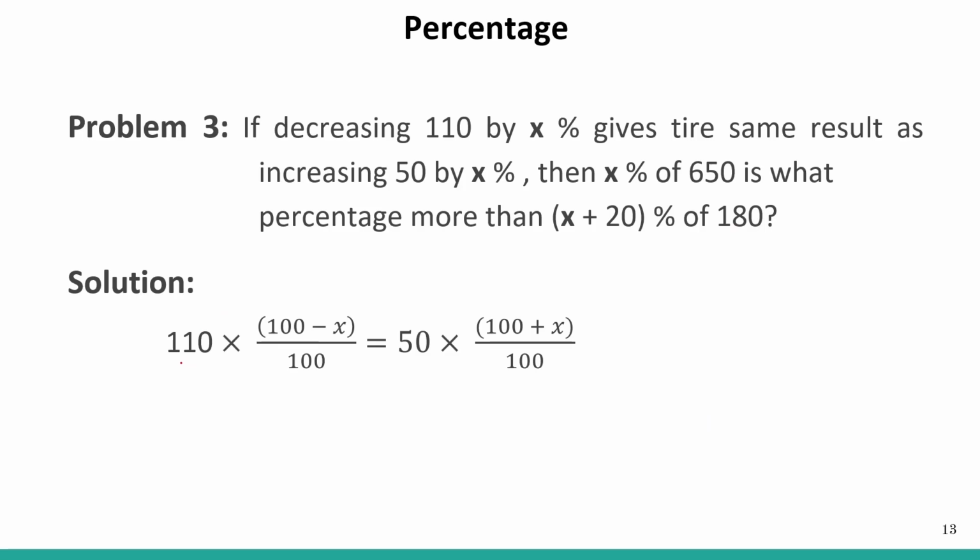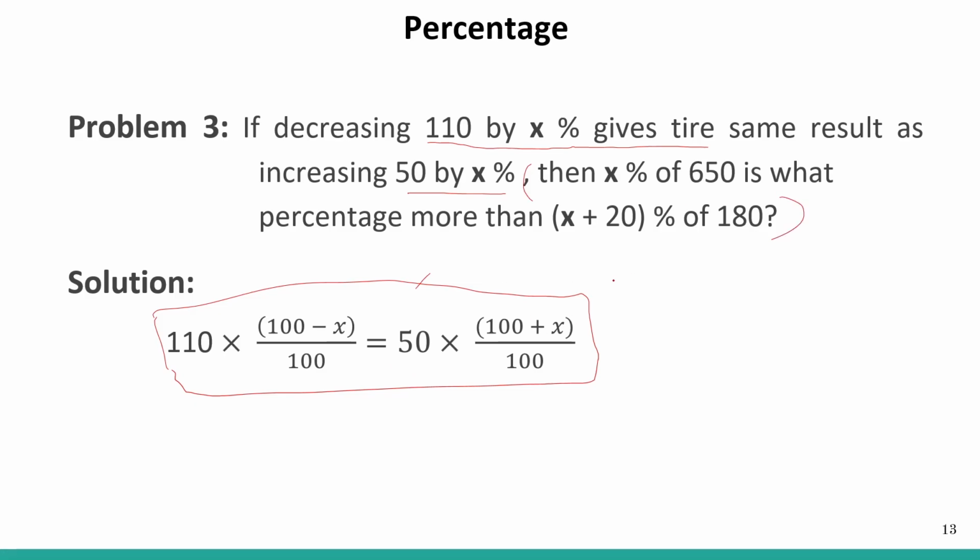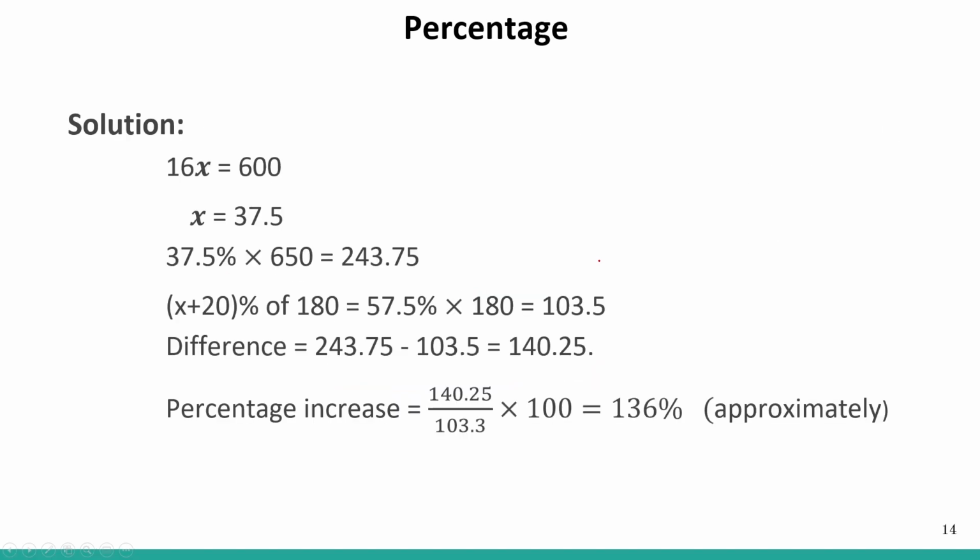So 110 into (100 minus x) by 100 is equal to 50 into (100 plus x) by 100. This says that decreasing 110 by x percent gives the same result as increasing 50 by x percent. So this is equal to this, written as an algebraic expression. The first part is for the first statement in the word problem, and the second part represents the rest. Let's solve it down: we'll get x from here and then put it in the second part.